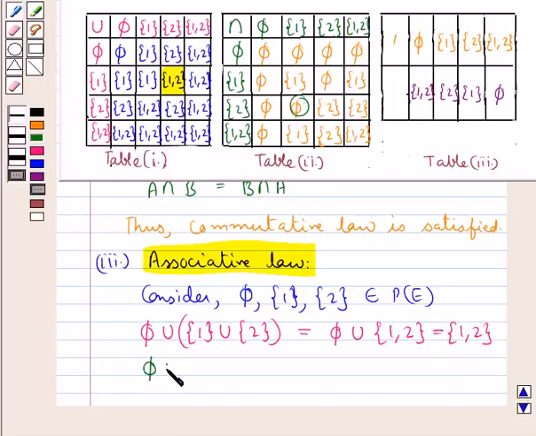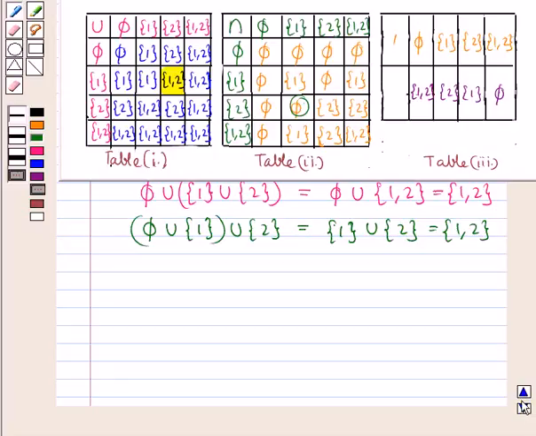Now consider phi union singleton 1, the whole, union singleton 2. Now from table 1 we have phi union singleton 1 is singleton 1. Now singleton 1 union singleton 2 would be equal to the set with elements 1, 2. So these two are equal. Therefore, we say that phi union singleton 1 union singleton 2 is equal to phi union singleton 1, the whole, union singleton 2.